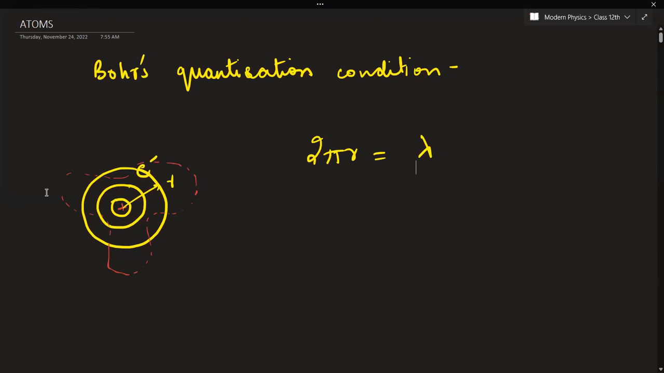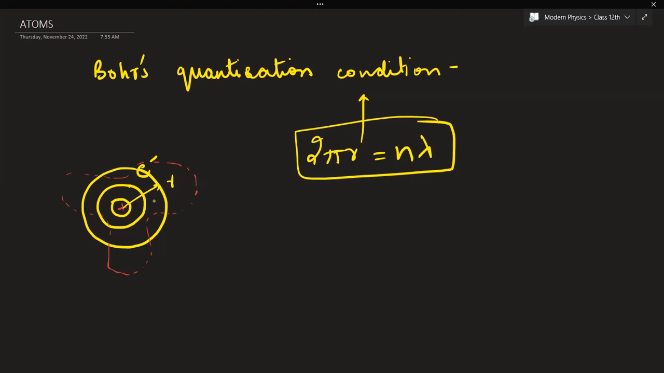Now, how many lambdas? 1 wavelength, 2 wavelengths, 3 wavelengths, 4 wavelengths, any specific value of wavelength? So we take it as n lambda, any integral multiple. That can be 1, 2, 3, starting from 1, any value we can have. So this condition is Bohr's quantization condition. But if it is Bohr's quantization condition for angular momentum, let me tell you this.